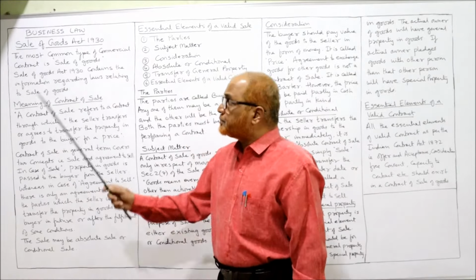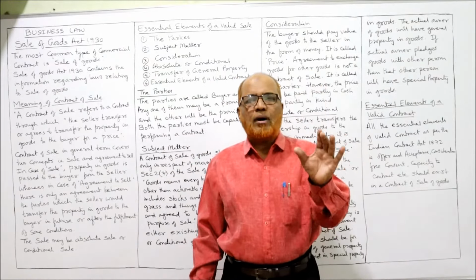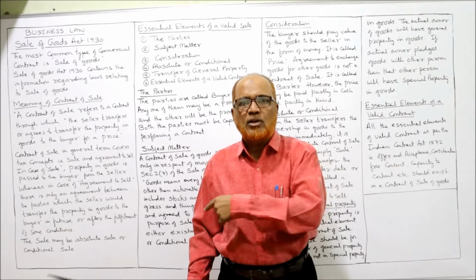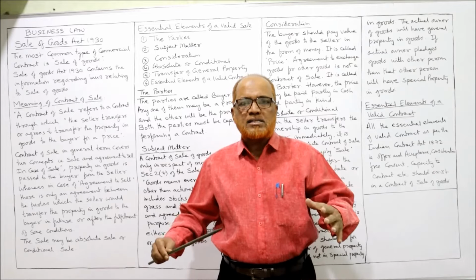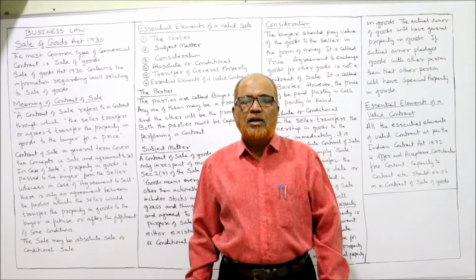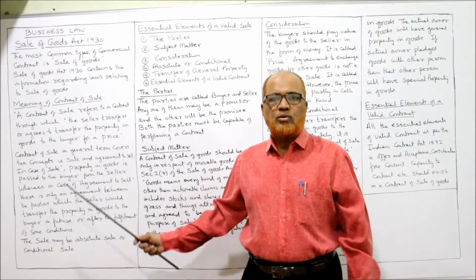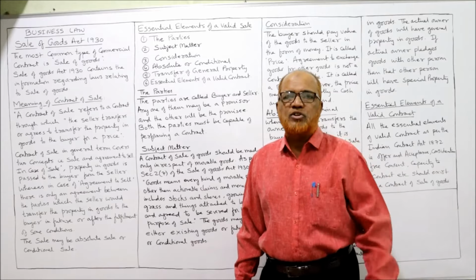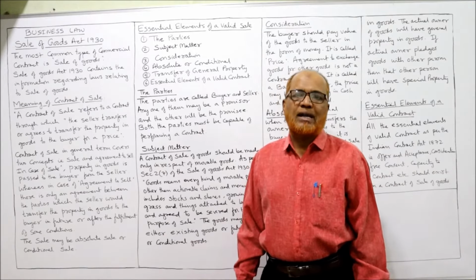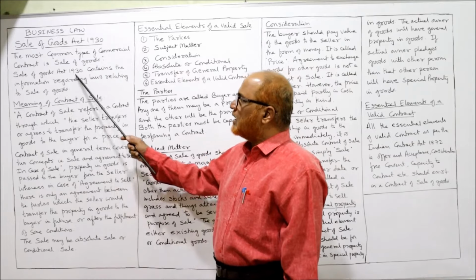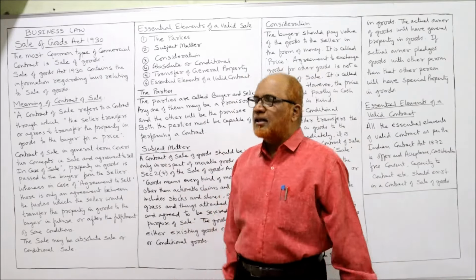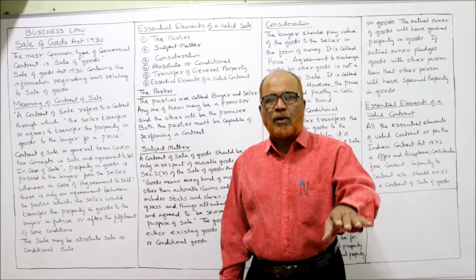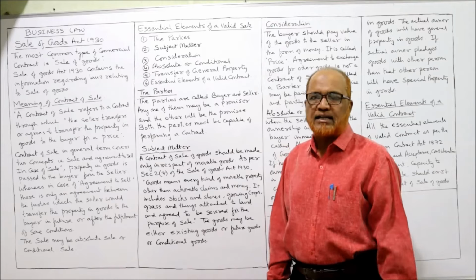Now first of all, the most common type of commercial contracts are sale of goods, because a number of commercial contracts are conducted for sale. So what is the meaning of the term sale? We are going to cover that, and the Sale of Goods Act 1930 considers all the provisions regarding the contract of sale. Sale of Goods Act 1930 contains the law relating to sale of goods in India. Regarding sale of goods, all the provisions are contained in this Act.